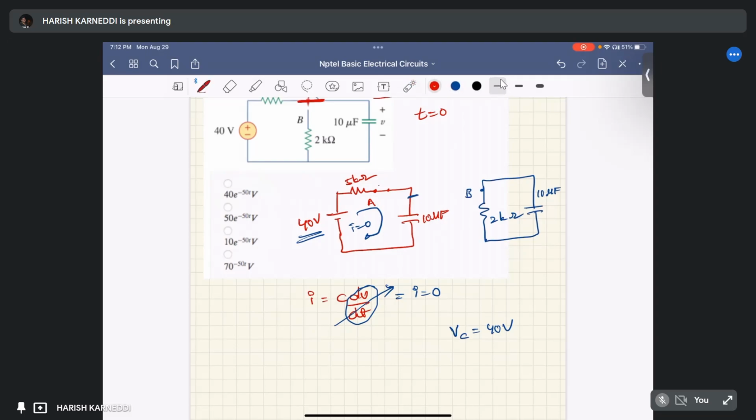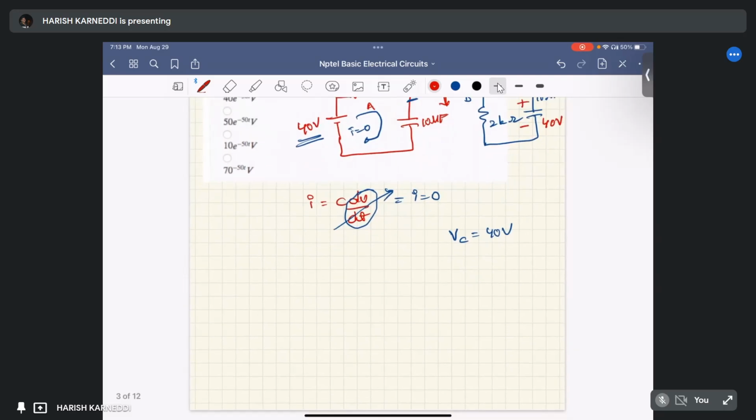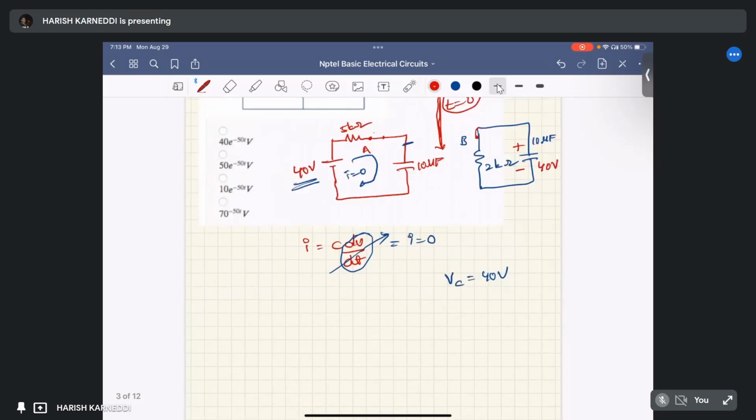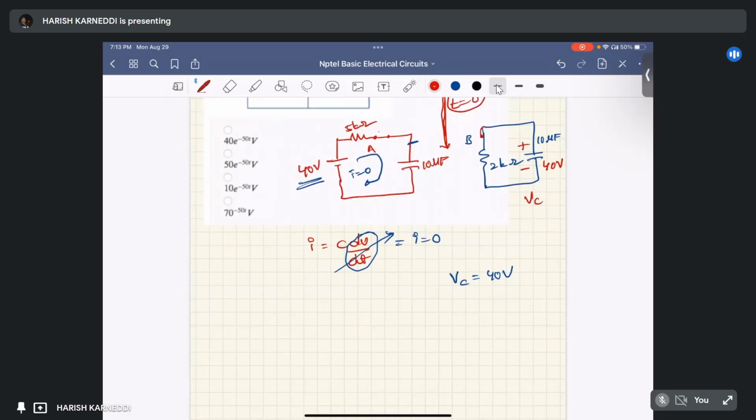Here, this capacitor is initially charged to 40 volts and the switch is moved to the B position at t equal to 0. This is, let us suppose, this interval at t equal to 0. Now what we want is this capacitor voltage Vc of t. We can apply KVL.